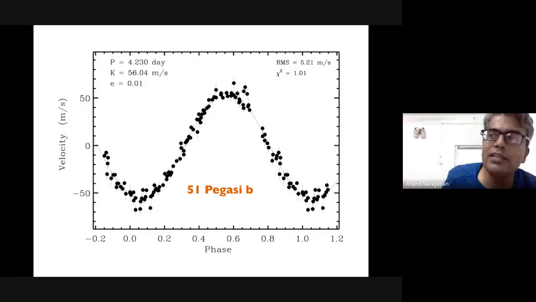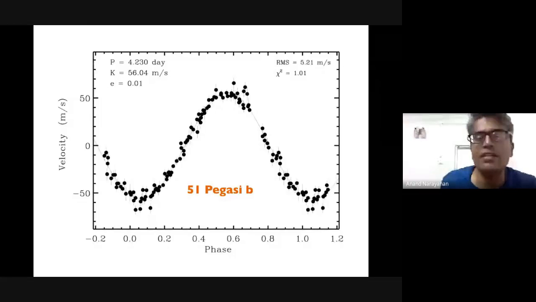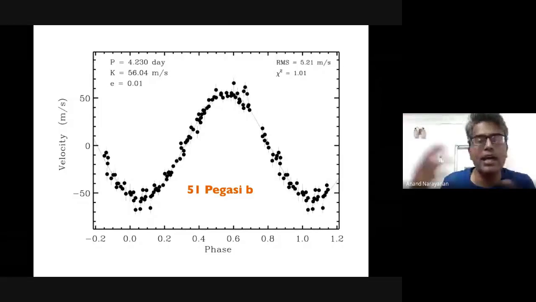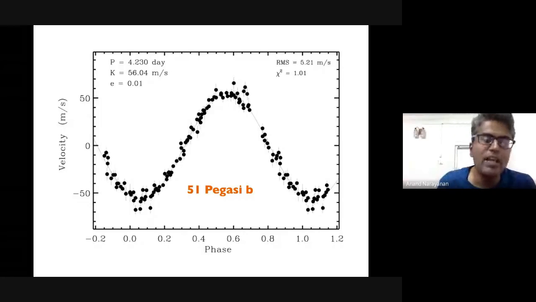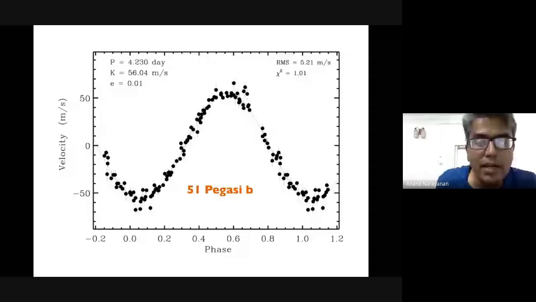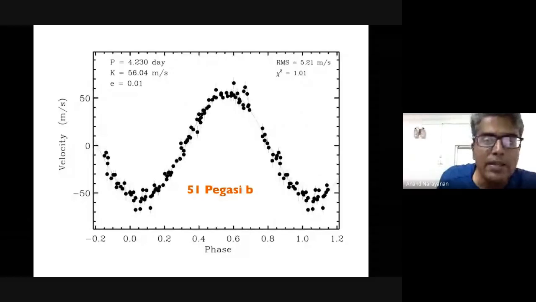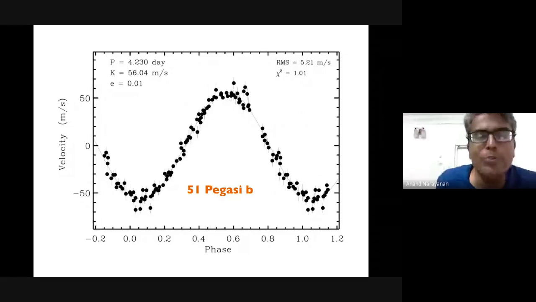They found out that the planet takes 4 days to go once around the star. And it was going around the star in a nearly circular orbit. The eccentricity was 1%, which means that it's almost a circle. Eccentricity of 0 means it's a circle, and larger eccentricities mean it's like an ellipse. So here eccentricity is very close to 0, which means that the planet is in a nearly circular orbit, and the mass of the planet was estimated to be roughly half the mass of Jupiter. So this was the first extrasolar planet that was found. The planet was called 51 Pegasi b.